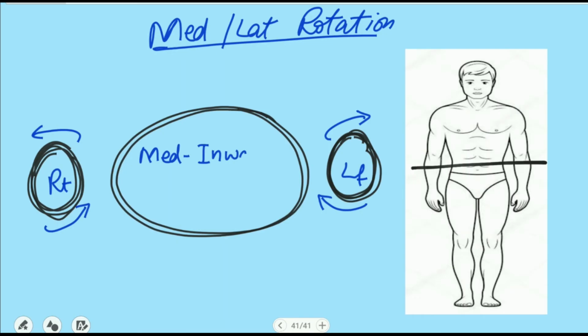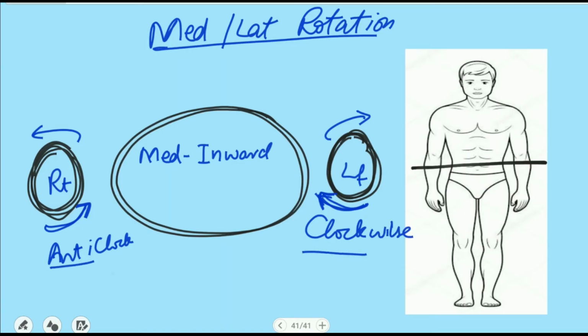Medial rotation is inward rotation. When the right-sided humerus moves inward, note down, it's an anti-clockwise movement. For the right side it is anti-clockwise, and for the left side when it rotates inward, it will be clockwise rotation. So with reference to clockwise and anti-clockwise, we cannot define medial and lateral rotation.